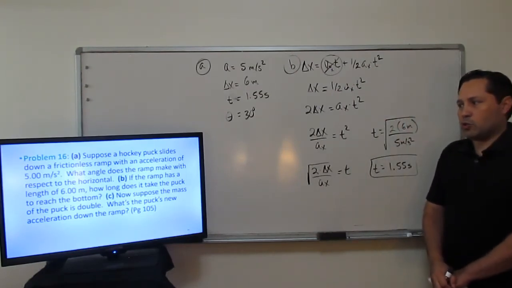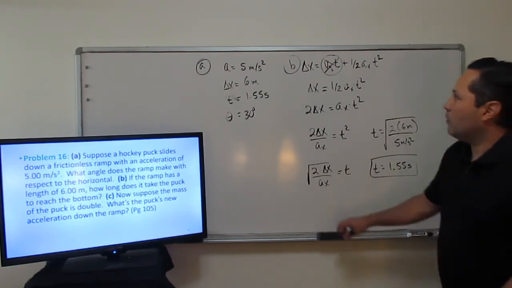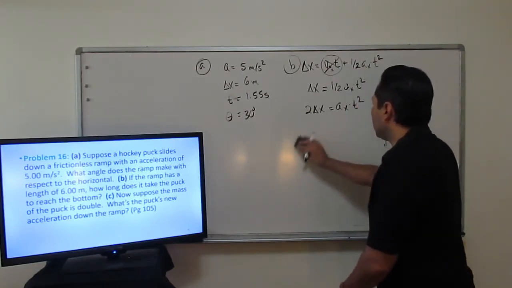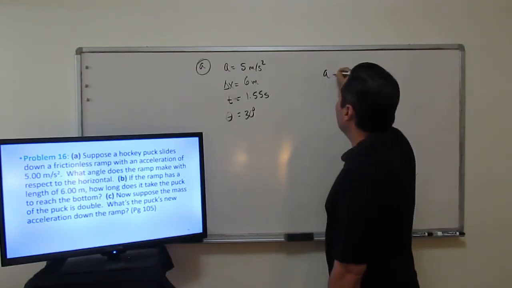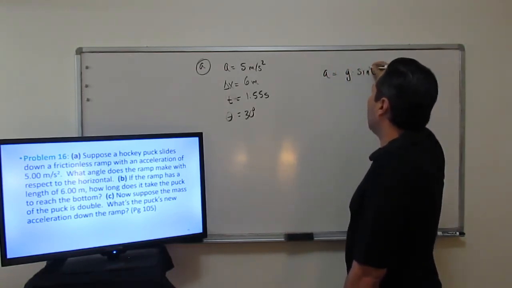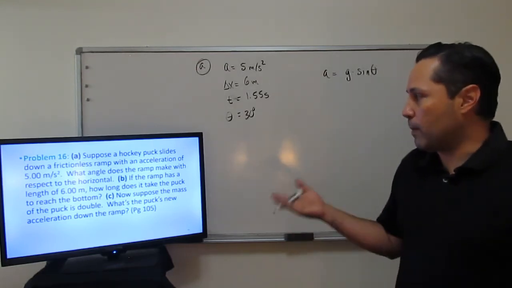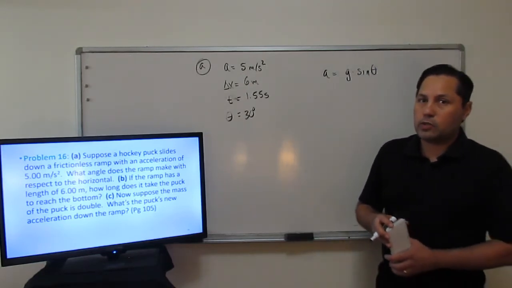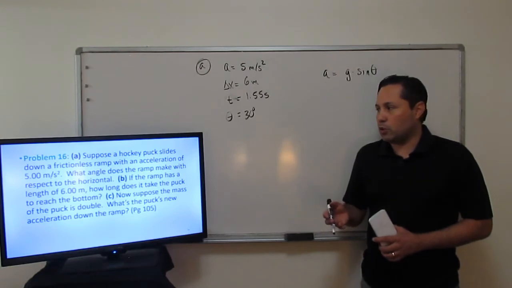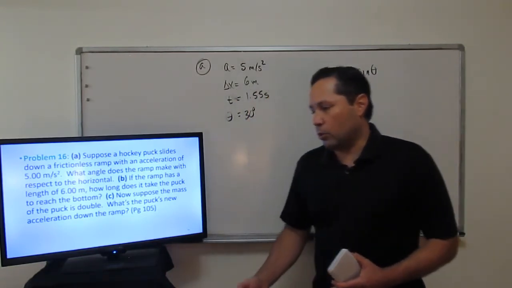Next, they're going to ask you, suppose that the mass of the puck is doubled. What is the puck's new acceleration down the ramp? For that one, I want to remind you that when we solved for the formula for acceleration, it was g times sine of whatever angle the hill was. And you'll notice the lack of m. There is no m there. Therefore, the mass is irrelevant in this problem. So it's just going to accelerate at the same rate whether you double it or keep it the same. So the answer is it will make no difference.